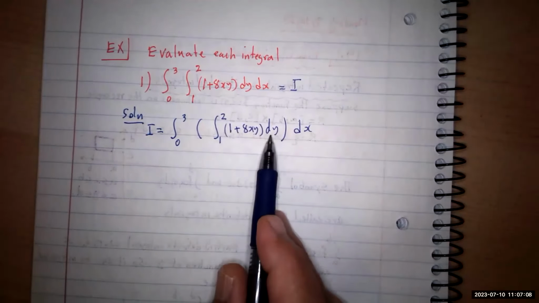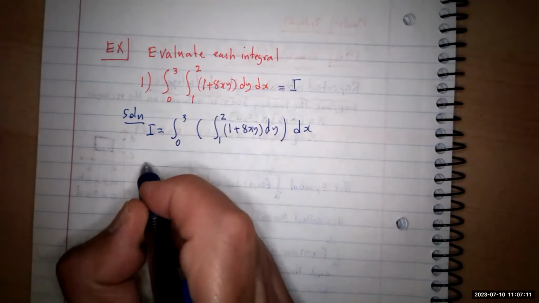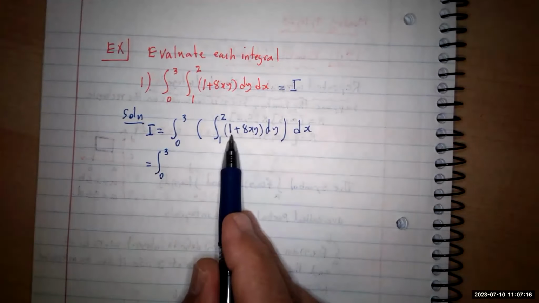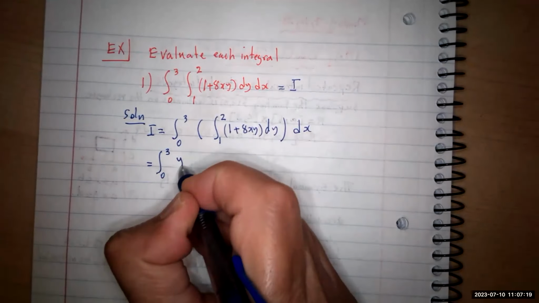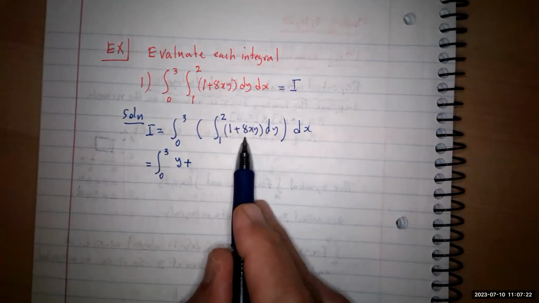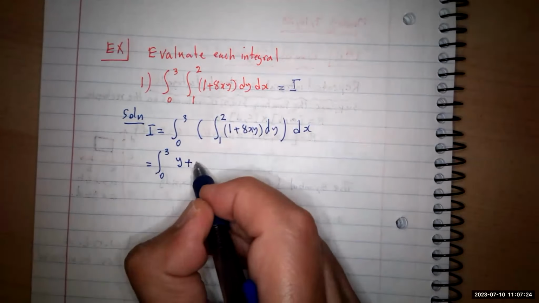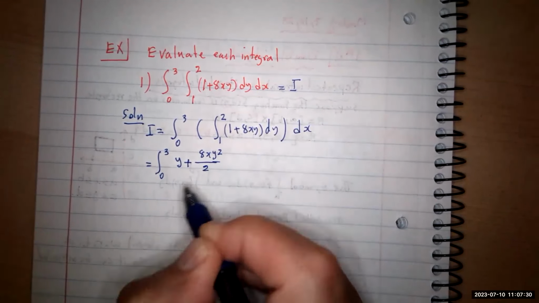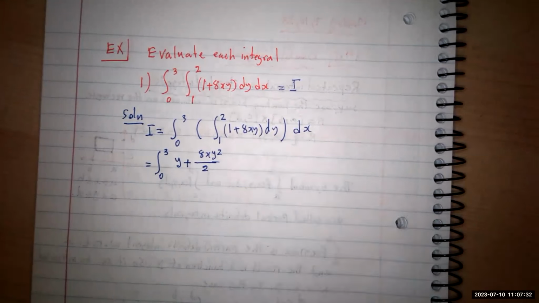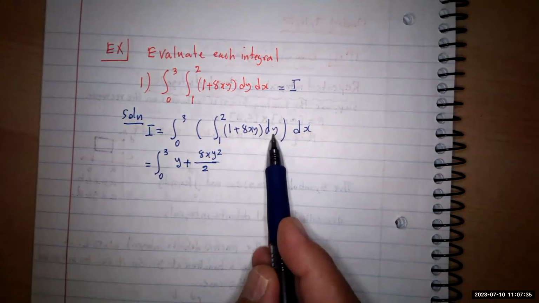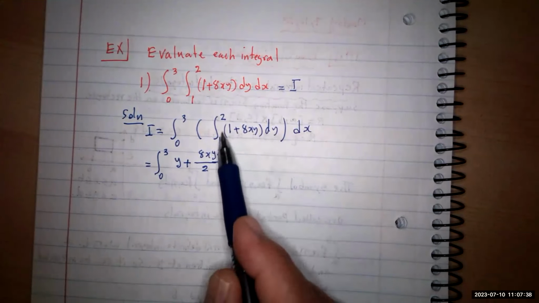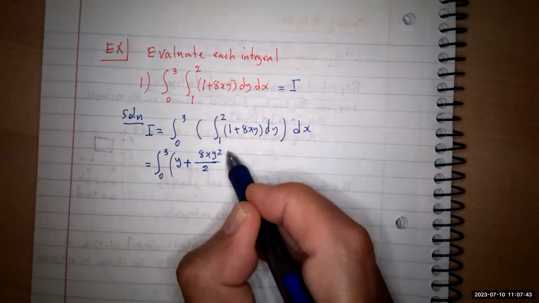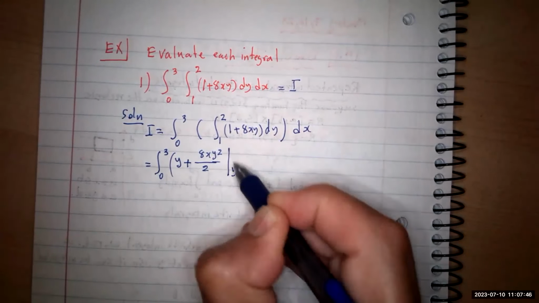So I stay as is, integrate with respect to y. So x is a constant. It's going to be from 0 to 3. Integrate with respect to y: the integral of 1 would be y, plus, with x fixed, 8xy squared divided by 2. The integral of y would be y squared over 2. But remember, y is between 1 and 2, and this is the way we write it down: y going from 1 to 2.